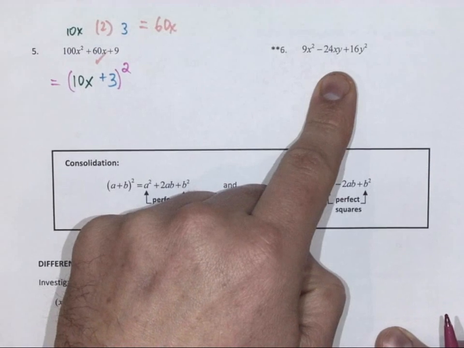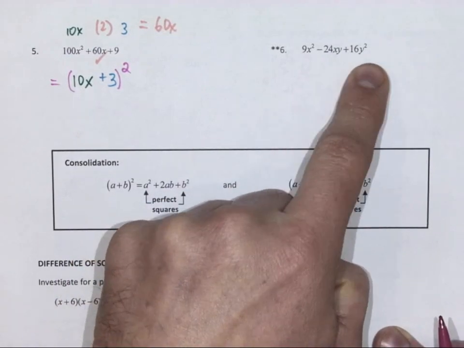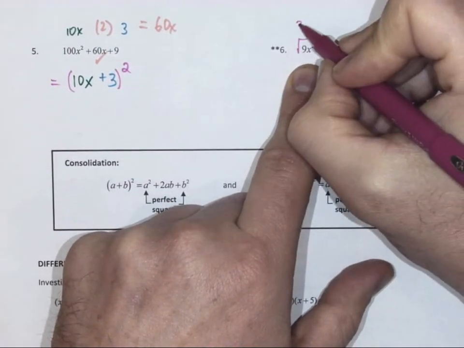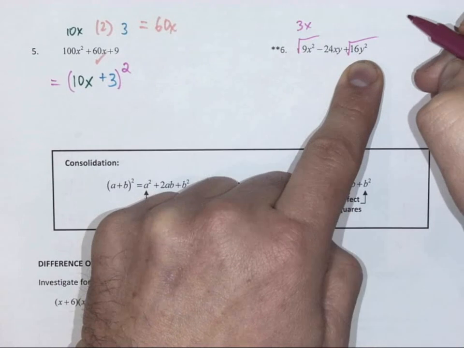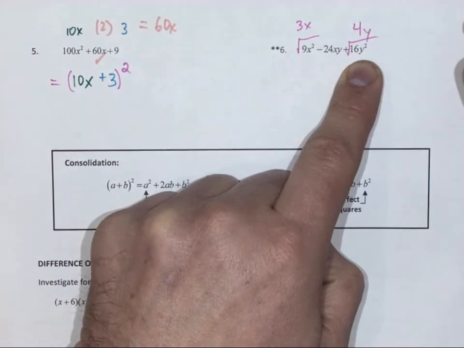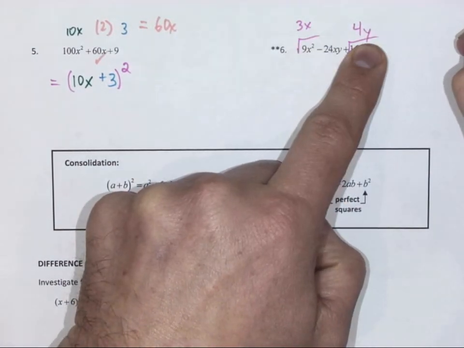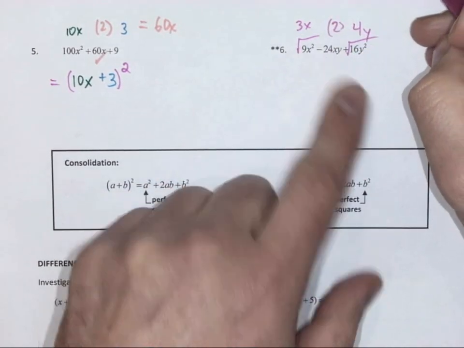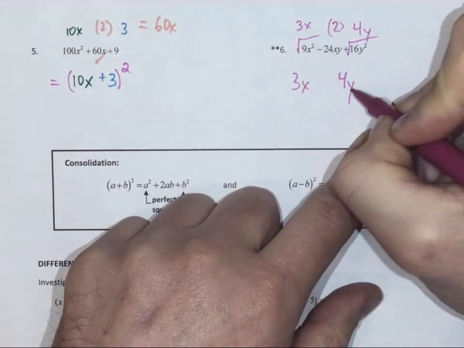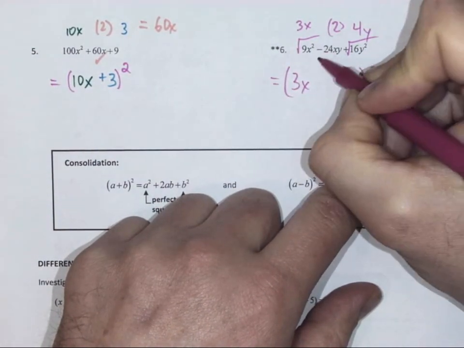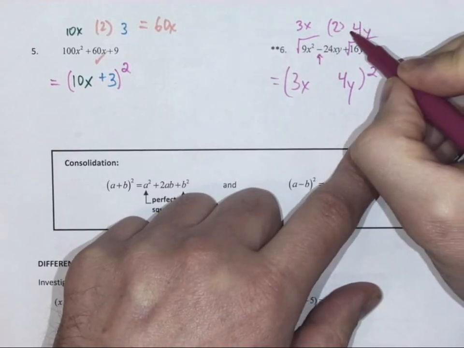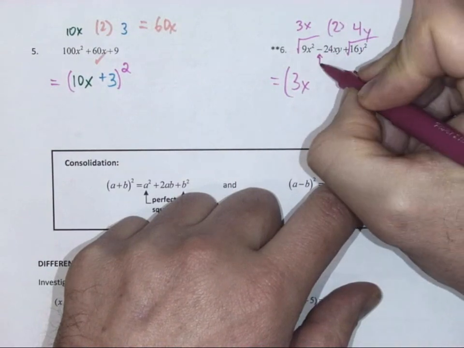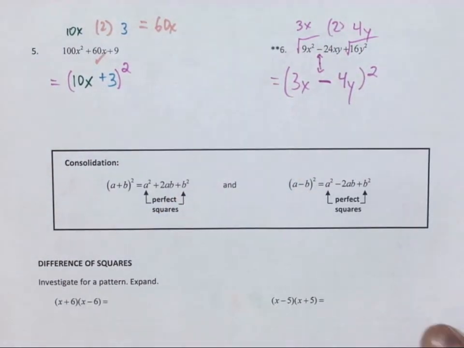If I look here, and now I have an xy term, I have a y squared. The same thing can still apply. Can I take the square root of 9x squared? 3x. Can I take the square root of 16y squared? 4y. 3x times 4y is 12xy, times 2 is 24xy. Awesome. So I have 3x and 4y all squared. That negative means that it's going to be negative 4y times negative 4y would give us 16y squared. So that negative just transfers to be a negative there.